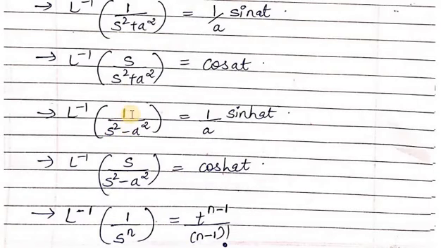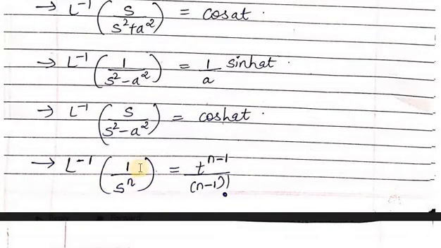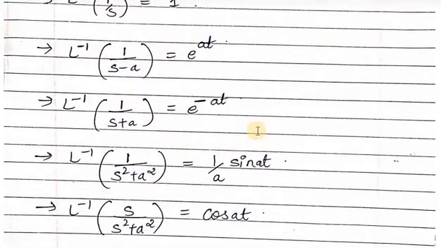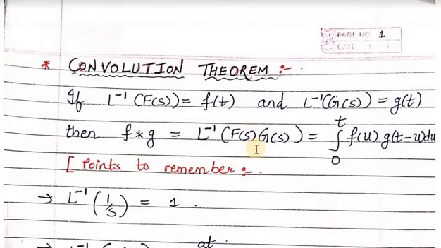Inverse Laplace transform of 1 over s square minus a square, answer is hyperbolic sine at by a. Inverse Laplace of s over s square minus a square is hyperbolic cos at. And inverse Laplace transform of 1 over s raised to n is t raised to n minus 1 over n minus 1 factorial, right? These formulas are very useful to find out the inverse Laplace of f of s into g of s, okay?